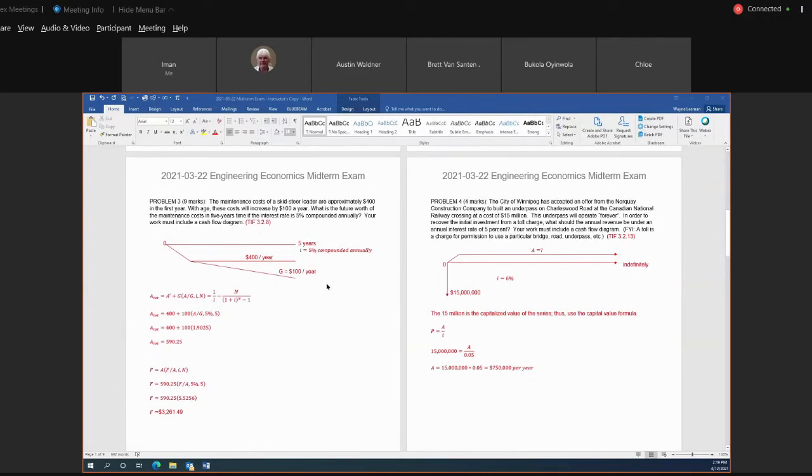Problem number 3 and 4 are here. Again, the first one, number 3, was a problem that involved an arithmetic gradient factor. Formulas are here.